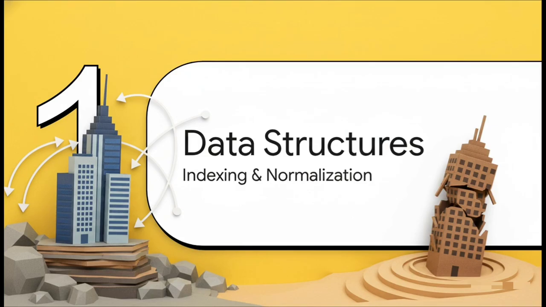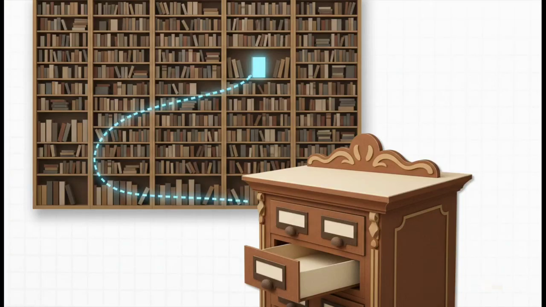Okay, first things first, let's talk about the foundation. Getting your data structure right from the very beginning is everything. It's like deciding to build a skyscraper on solid rock instead of sand. You prevent so many problems before they even have a chance to start. So the first big tool in our blueprint is something called indexing.